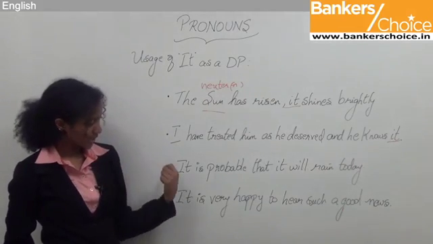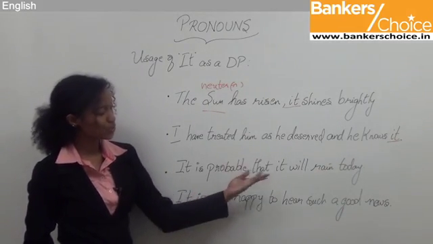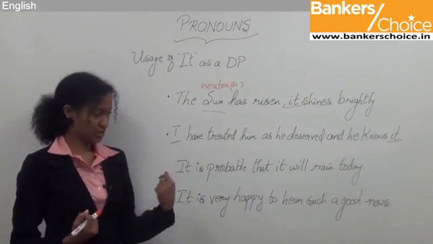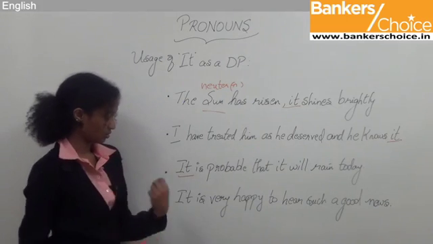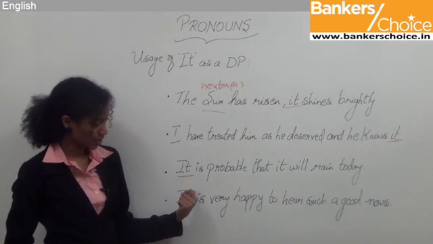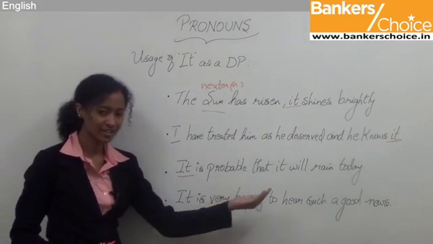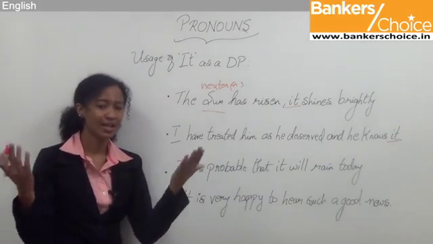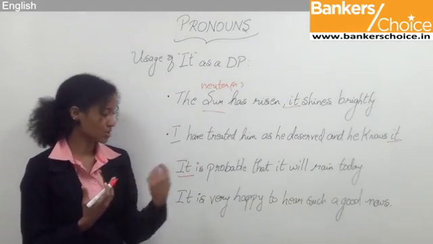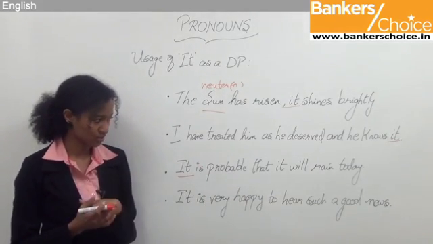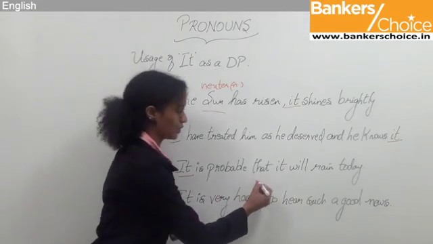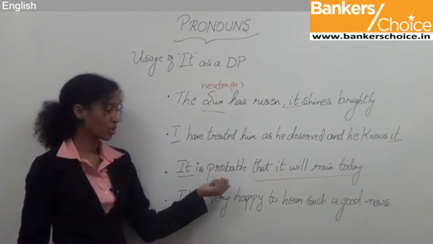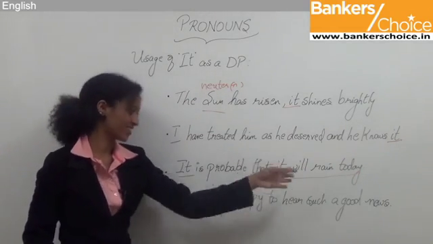In the third sentence, it is probable that it will rain today. It also points to a clause coming after. So in this sentence, this it is pointing to a clause coming after. Can you identify the clause? We already saw what clauses are, right? It has a subject and a verb. And there's a complete thought. That's a clause. So in this sentence, what is the clause? It will rain today is my clause. So here this it points to a clause coming after, which is a complete thought in itself.